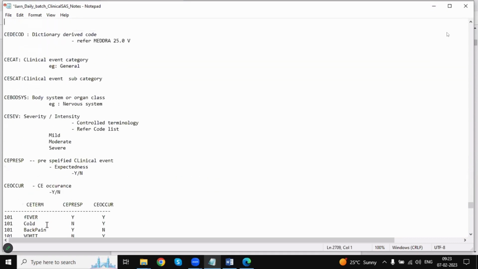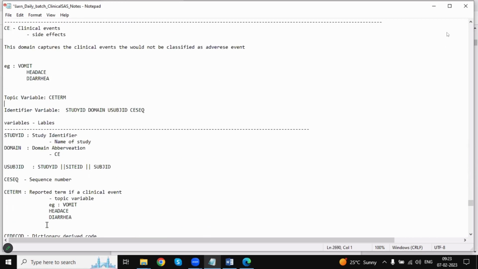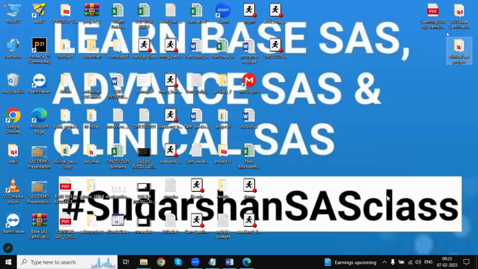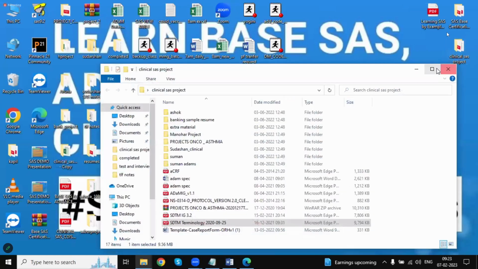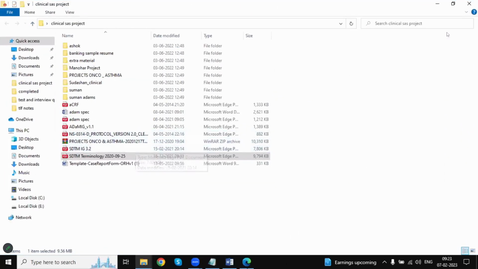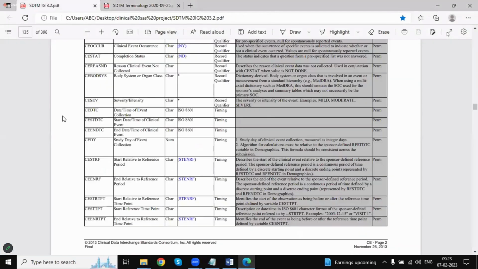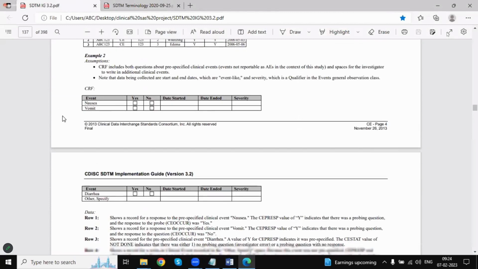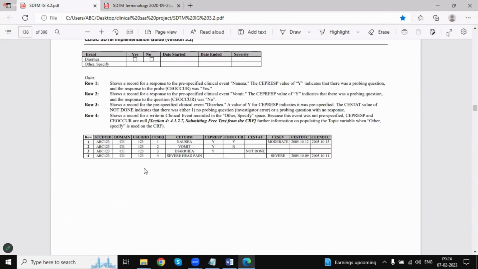That's it. So these are the variables we have in a clinical event. It's almost similar to the adverse event one. If you know adverse event, clinical event is very similar to that one, with comparatively fewer variables. Let's see an example as well. What are the variables you have? Study ID, subject number, term, pre-specified, occurrence, status, severity, start date, end date. So for example, subject 1, 2, 3 has 4 side effects: nausea, vomiting, diarrhea, headache.